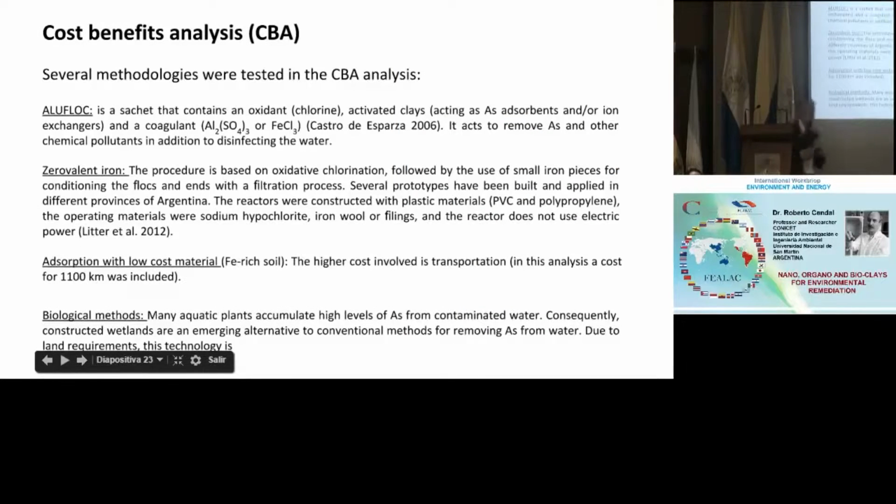One is Auflock, which is kind of a sachet or a bag with an oxidizer, which is chlorine, not gas but hypochlorite, activated clay with a high absorbent capacity, and aluminum chloroferric sulfate, and nothing else. This is added into water. It makes a flocule, kind of a gum, which decants and drags arsenic. And the other is zerovalent iron use.